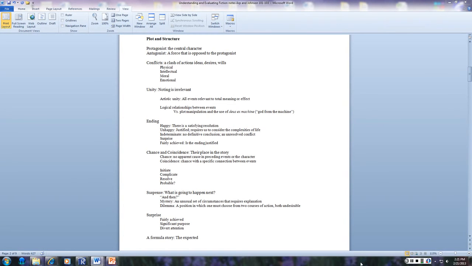If a story is well written, it is considered to be unified or to have unity. And in that case, nothing is irrelevant. Every character, the setting, the dialogue, the behaviors, the events, all contribute to the meaning of the story. And if there is artistic unity, everything is relevant to the total meaning or to the total effect of the story. When we look at unity, we also want to look at whether or not there's a logical relationship between events, as opposed to plot manipulation.